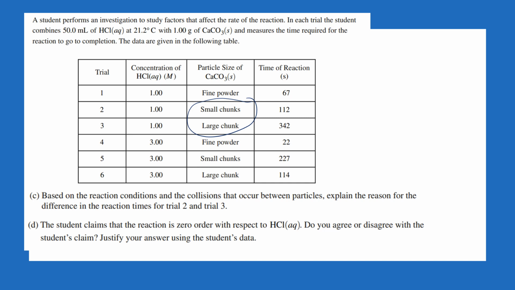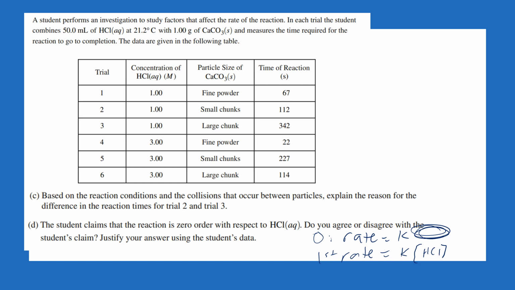And for part D, the student claims that the reaction is zero order with respect to HCl. Do you agree or disagree? A zero order reaction is just rate equals k. To compare, a first order reaction is rate equals k times the concentration of your reactant, which in this case would be HCl. Essentially, a zero order reaction will have the same rate regardless of the concentration.